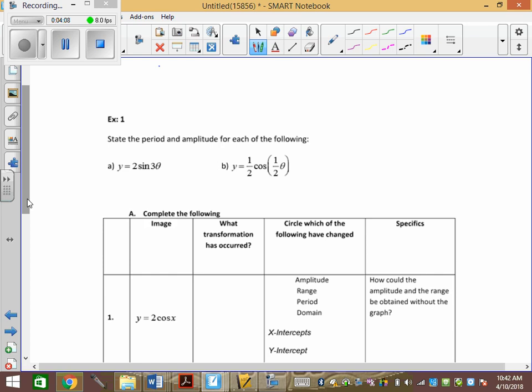So what's the amplitude of A here? The absolute value of 2, which is 2. What's my amplitude of B? It's 1/2, because it's the absolute value of a half, which is a half. Right? How do they make it harder?